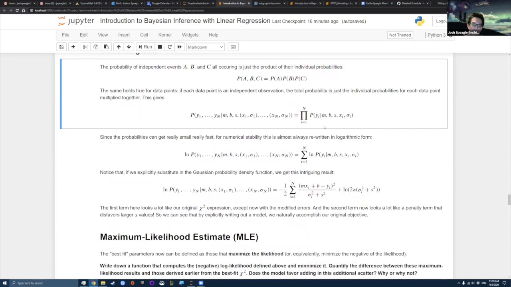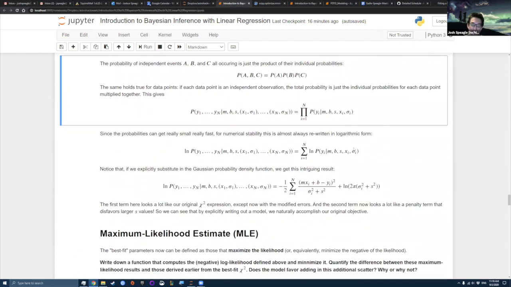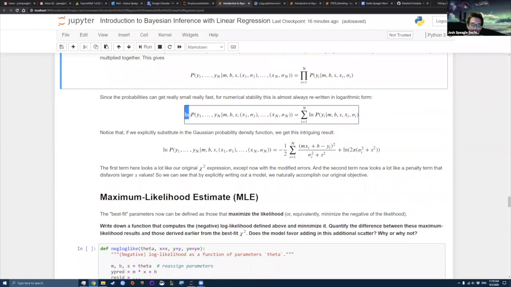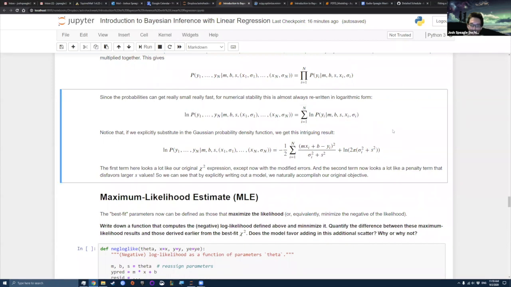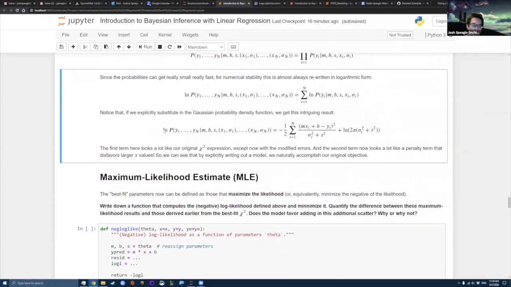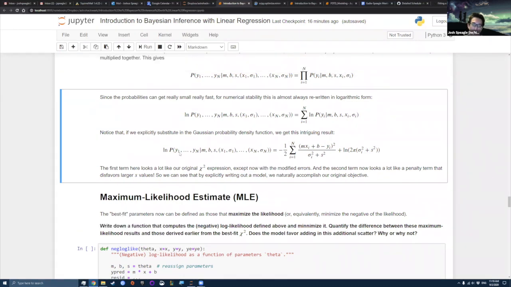Often instead of writing down things as products, we're going to write them down as sums, because taking logs of things and writing sums is a little easier. And you'll notice if we take the logarithm of this product of all these probabilities together and we do a little bit of math, you get this beautiful result. And you'll notice that this first quantity here looks just like the chi-square term that we were talking about earlier, except that now we have this really nice addition of this S.